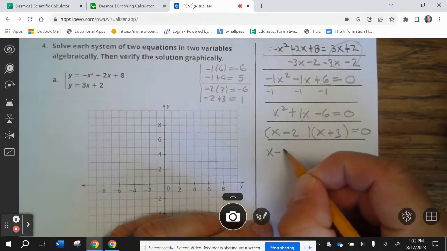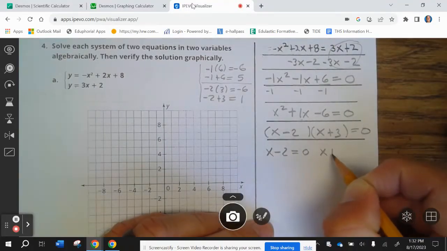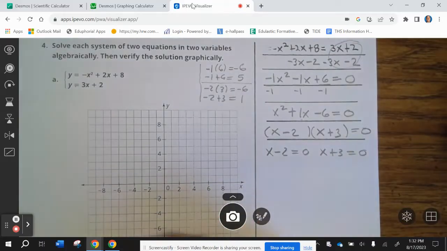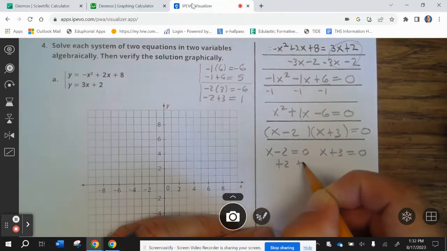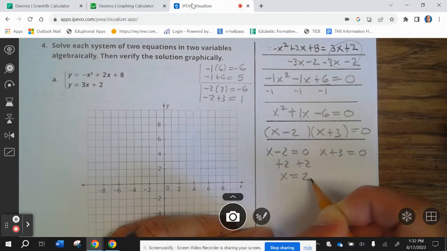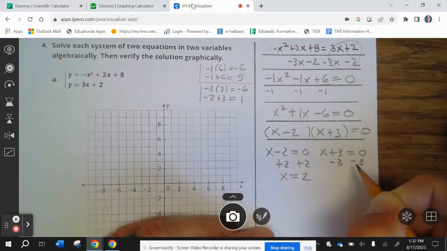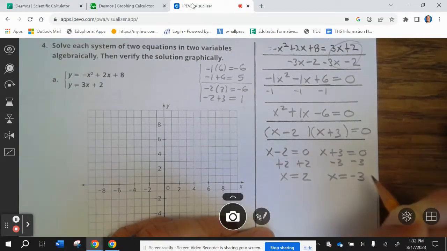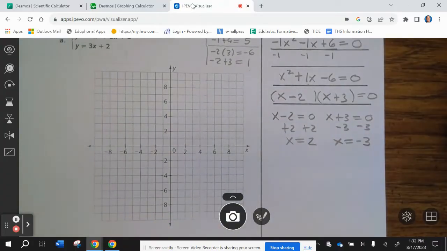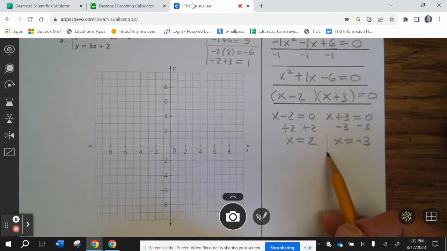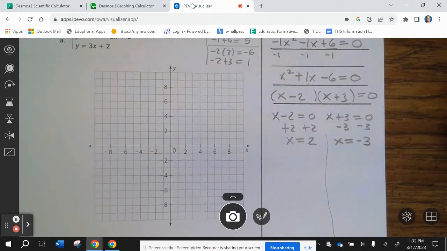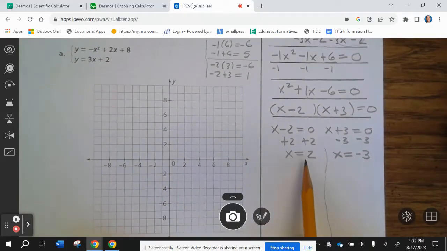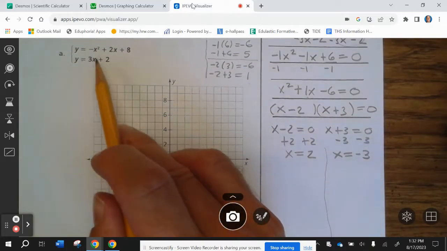So we set x minus 2 equal to 0 and x plus 3 equal to 0. Add 2 to both sides. X equals 2. Subtract 3 from both sides. X equals negative 3. Okay, so now we need to find the corresponding y value. So we're going to plug these values into either equation. I'm just going to use this one because it's easier.